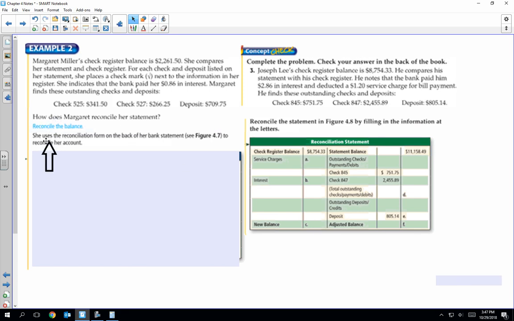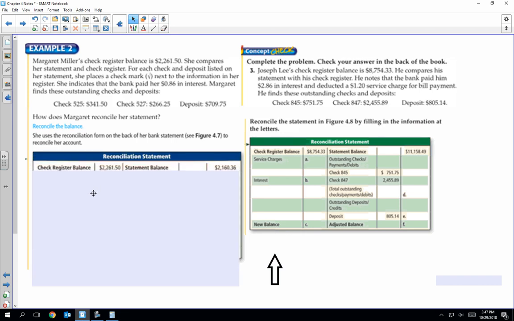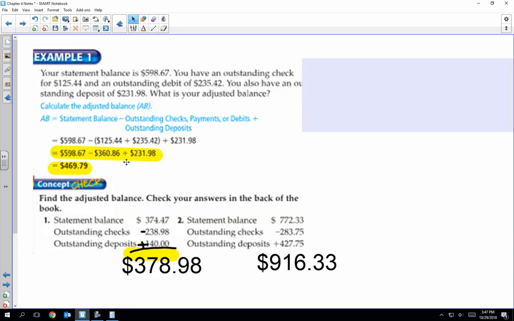She uses the form on the back of her bank statement to reconcile her account. So let's compare the two. On the left-hand side is her check register, and on the right-hand side is her statement. Her check register is 2261.50, and her bank statement says 2160.36. Following our process, we get our statement balance, subtract the outstanding checks, payments, or debits, and add in our outstanding deposits.